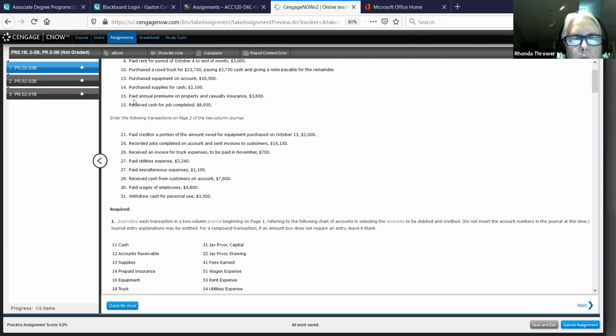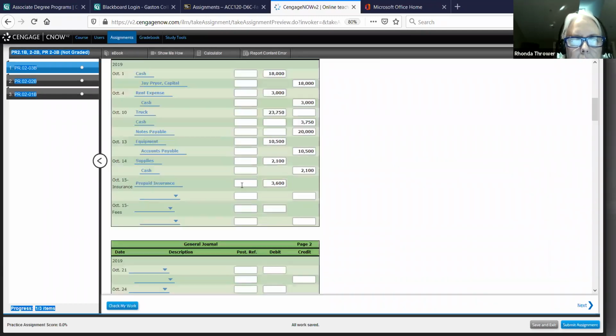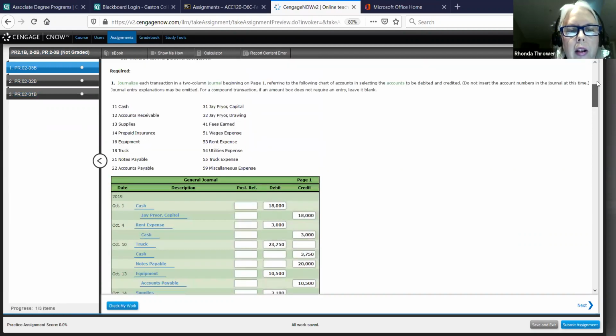It also told us that we paid for that. So we paid cash of $3,600. Our cash account is decreasing in this case. So we're going to record it in the cash account for $3,600. And since cash is an asset and our cash is going down, we have to credit it.